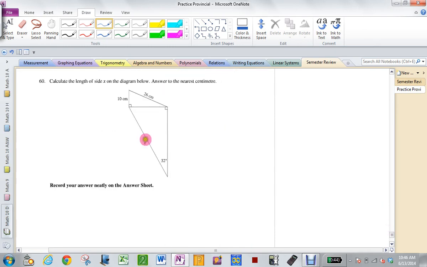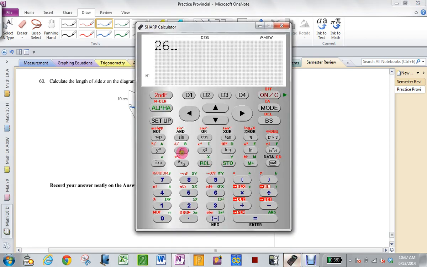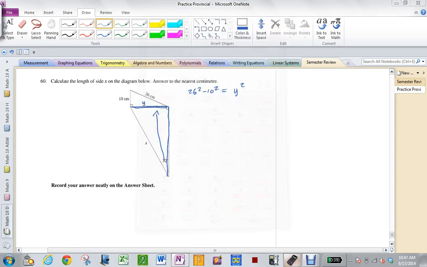And the very last question, find x. So I need x in this bottom triangle. I have 32. I need opposite over hypotenuse. So I need that number first. How do I get that number? 26 squared minus 10 squared will get me y squared. I need y. So I go to my calculator. 26 squared minus 10 squared equals 576. I square root 576. I get 24. So 576 equals y squared. Y equals 24.